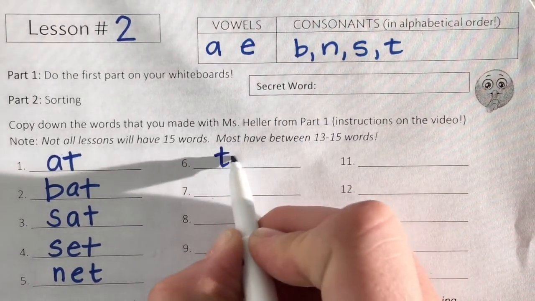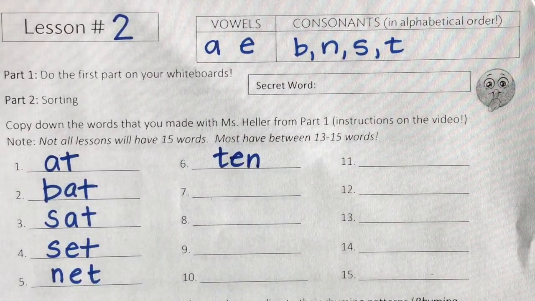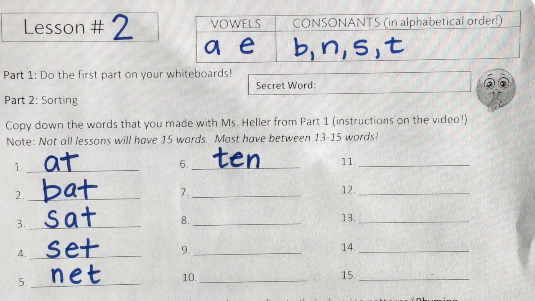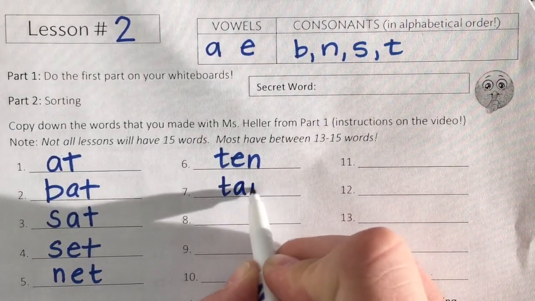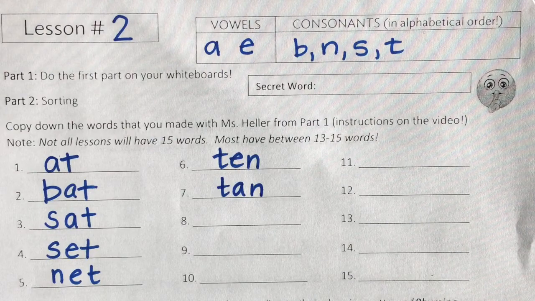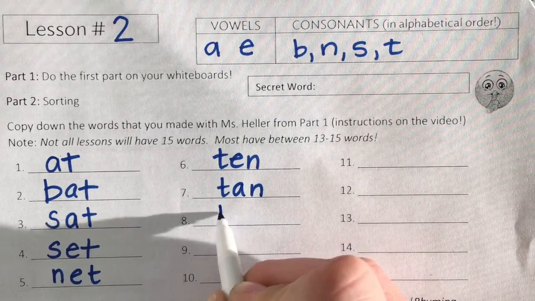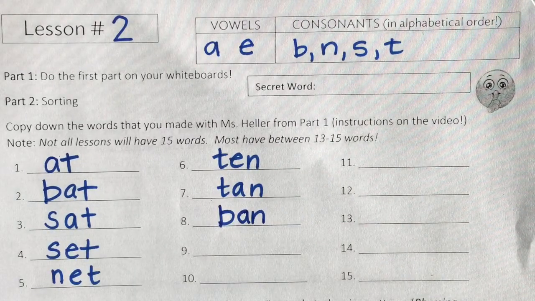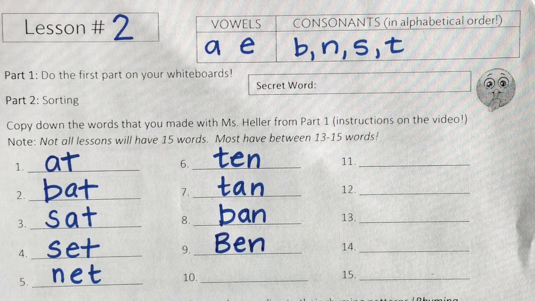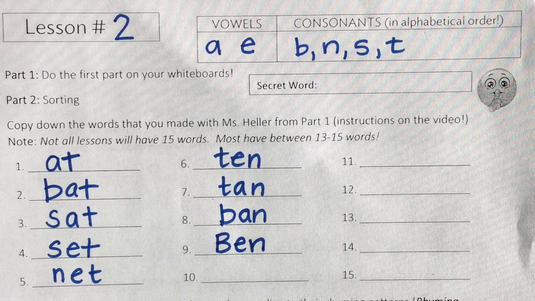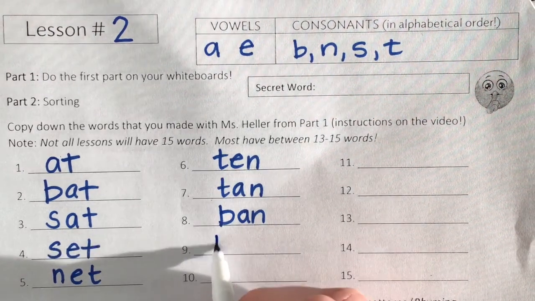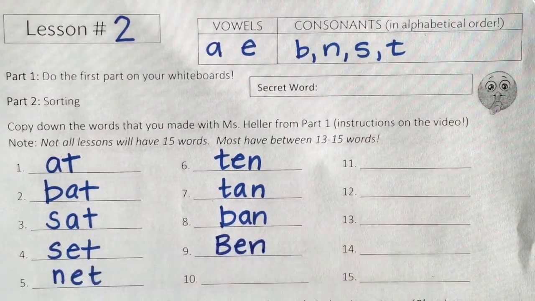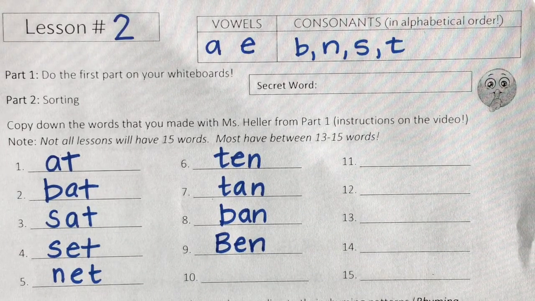Get ready. T-e-n, ten. Then we changed the vowel again to make the word tan. T-a-n, tan. And we made a word that rhymes with tan, the word ban. B-a-n, ban. Then we made the name Ben by changing the vowel sound. Make sure that word is capitalized on your paper because it is a proper noun. B-e-n, Ben. Then we added a letter to the name Ben to make the word bent.